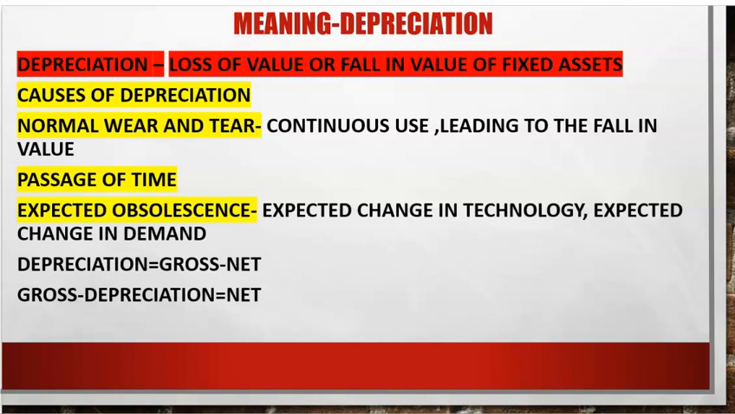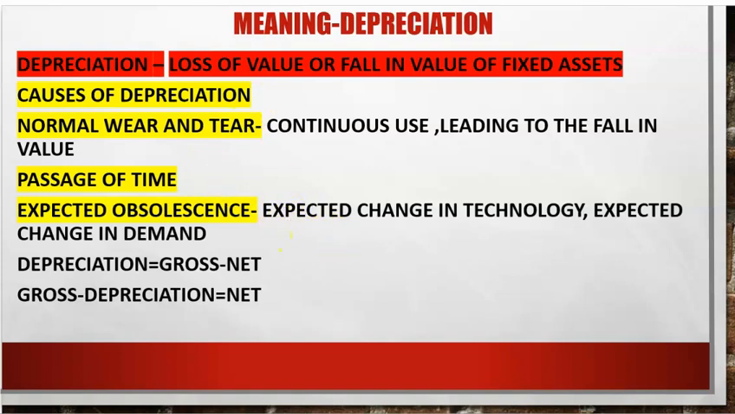And why is depreciation caused? Very easy. The machine is in use, so there is wear and tear. When we continuously use the machine, it leads to a fall in its value. With the passage of time it becomes old, and there is expected obsolescence. So when new technology comes, the old one becomes less usable, so the market value of the machine depreciates. So we subtract depreciation to get the net figure, because national income is a net figure.